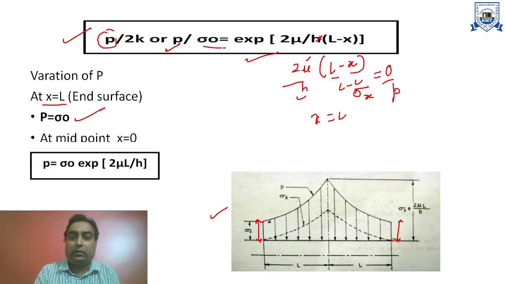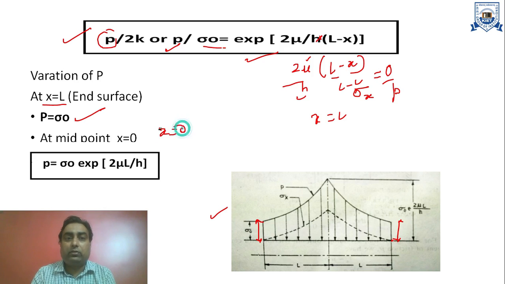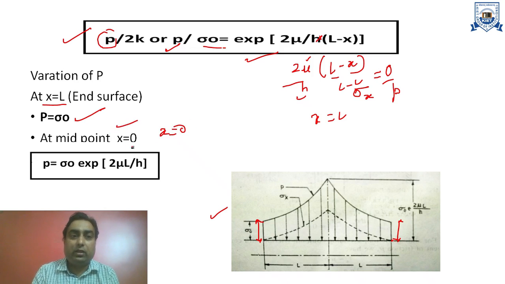So after calculating the compressive stress at the end surface, we can calculate the compressive stress at the center also. So at the center we know x is equal to 0. As you can see here at the midpoint x is equal to 0, that we are assuming at the center point. So at x equal to 0, if we put it in this formula, P is equal to sigma naught exponential 2 mu L upon h, because x is equal to 0. So at the center point the value will become this, total sigma naught multiplied by exponential 2 mu L upon h. So we can plot this point and we can make this curve in this manner. So this is the variation of the compressive stress along the length of the forging.